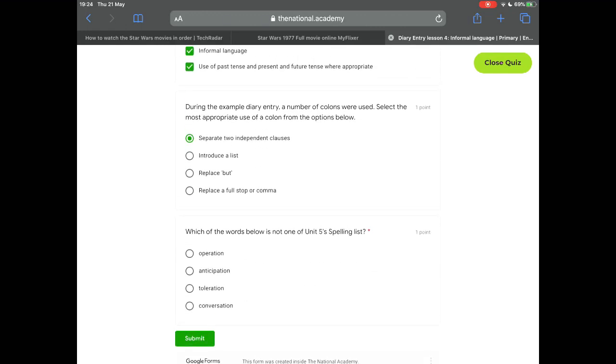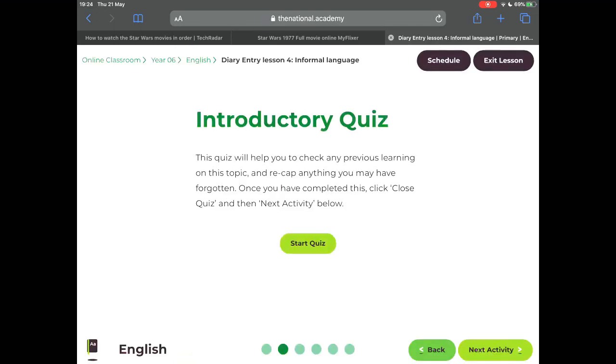Which of the following words below is not one of Unit 5's spelling list? It would be operation, is not.